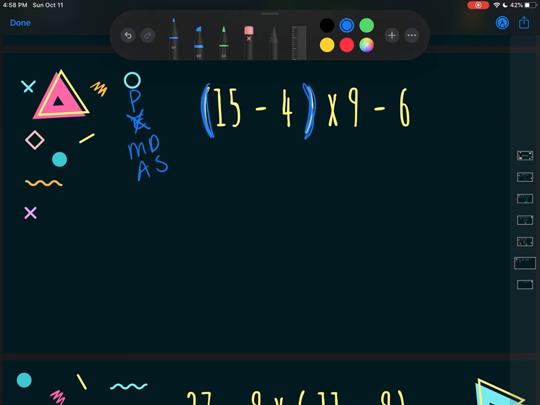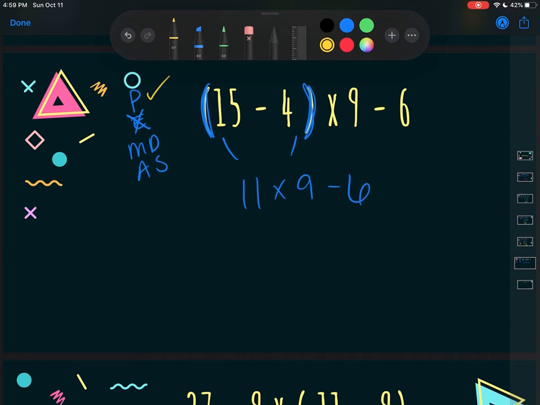So my 15 minus 4 inside these parentheses is going to be what we do first. Well, 15 minus 4 is 11. And then I bring down the rest of my problem. So 11 times 9 minus 6.